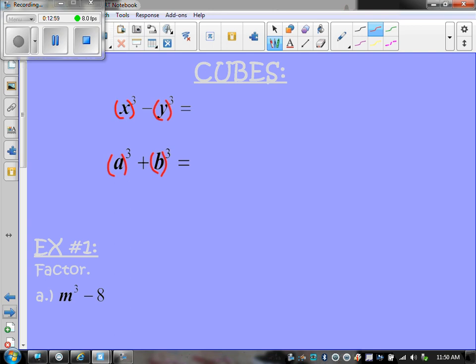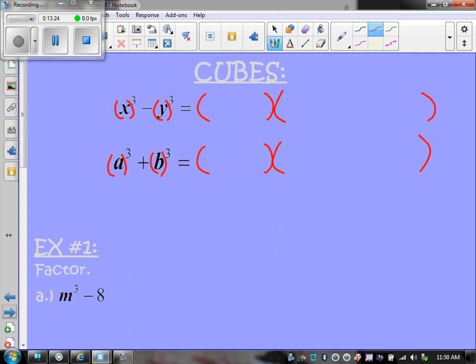Okay? There is kind of a formula that we're going to use to help us factor cubes problems. Okay? If there is a subtraction sign in between, we're going to use a certain formula. And if there is an addition sign in between, we're going to use a different formula. But they all kind of have the same pattern. So this is how I remember it.